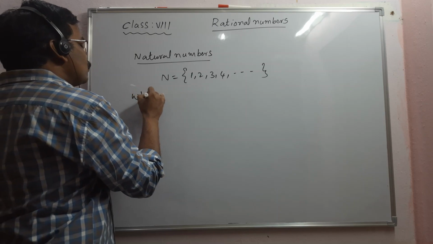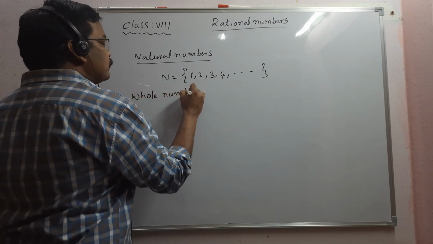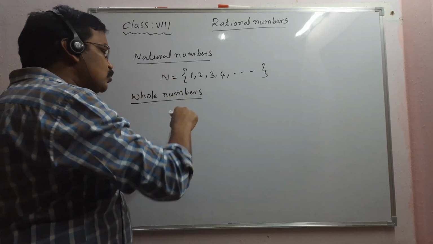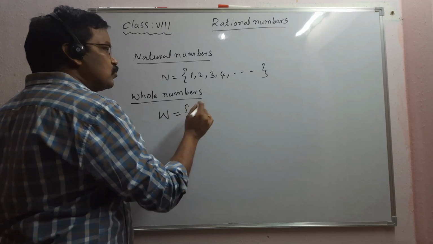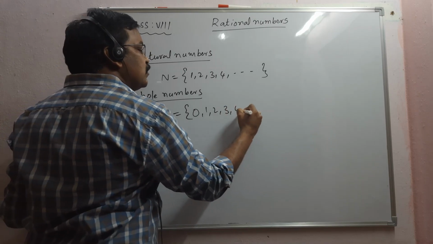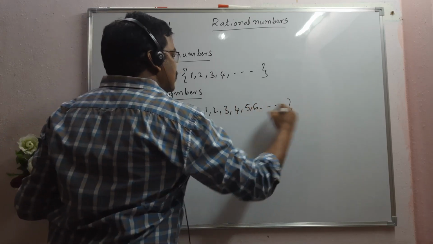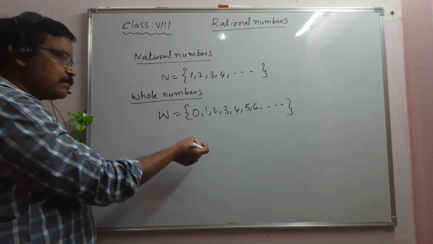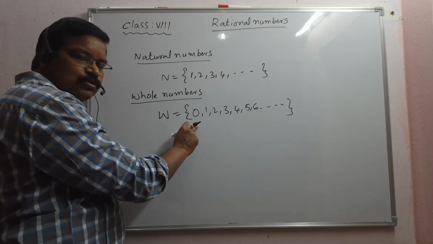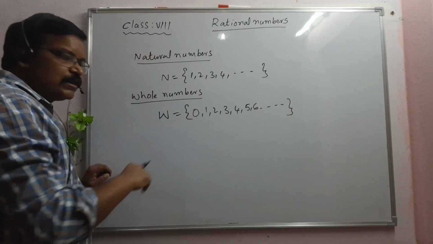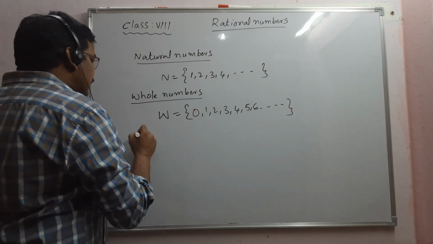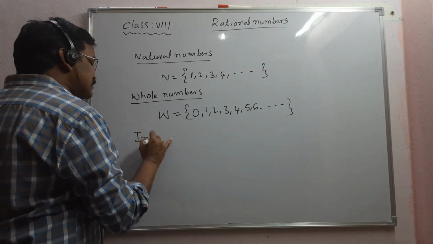Similarly, whole numbers. What are whole numbers? Natural numbers plus 0. That means natural numbers combined with 0: 0, 1, 2, 3, 4, 5, 6 and so on. Here you will find an additional number, that is 0. So the least whole number is 0 and the last one we can't say. This is also an infinite set. The next one is the set of integers.